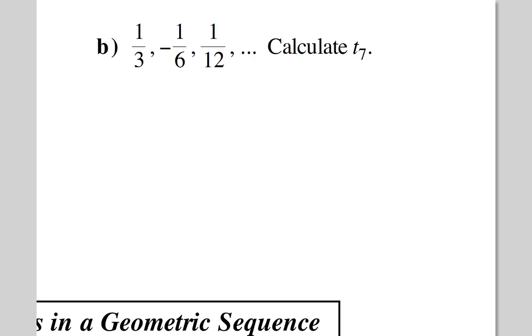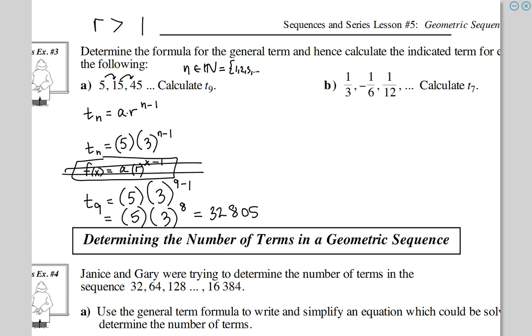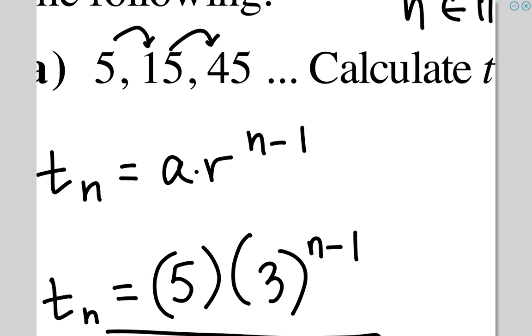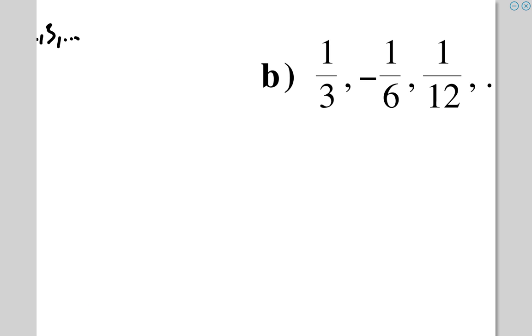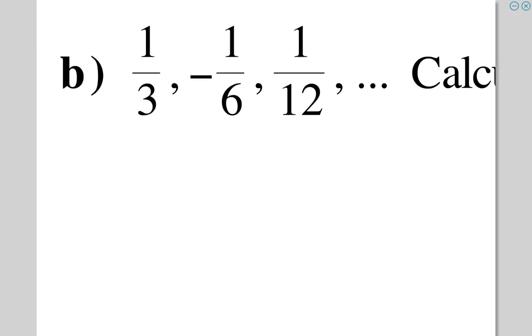Okay. So what's the r value? Not as easy as this one, eh? Oh, I could just times by 3. That r value was easy. Did it in my head. But this r value, unless you're clever, could be a bit challenging.